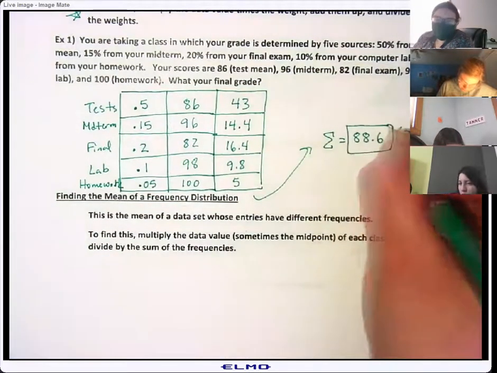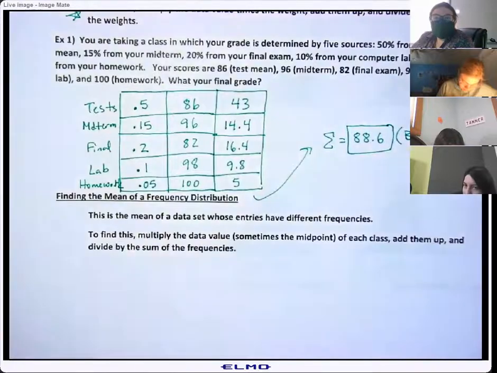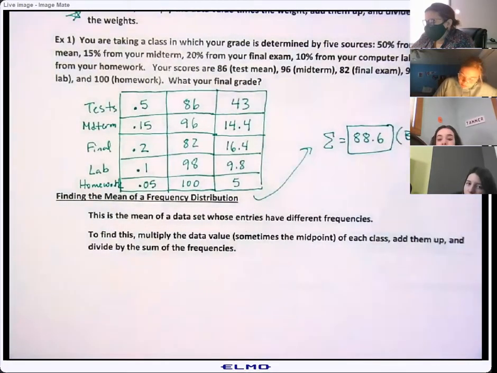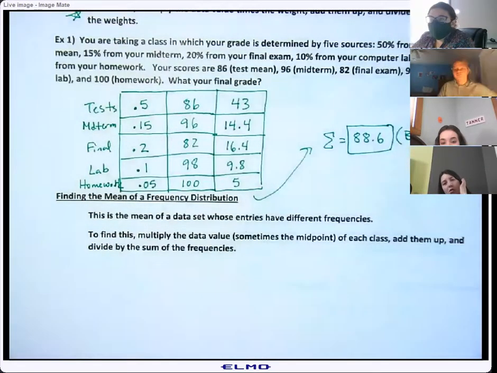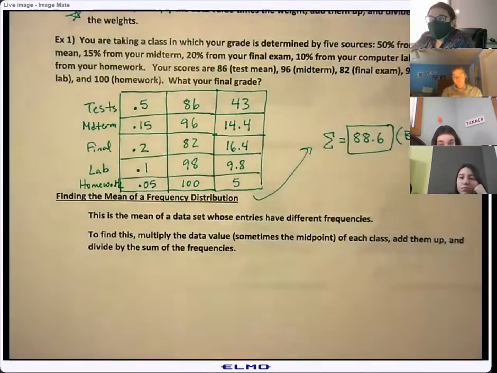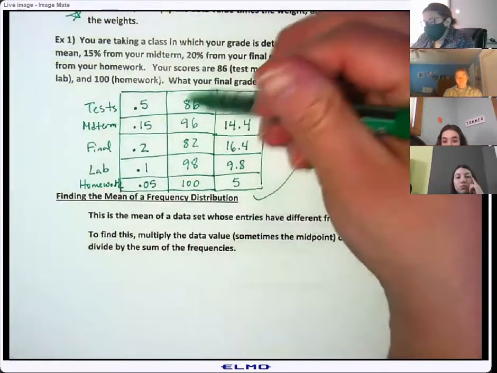It's easy to make mistakes when you're doing a weighted mean. So something that you need to be careful to do is, I know you guys are all doing math right now, but stop for 1 second and look up. Just pause your math. Mitchell, pause. Okay.